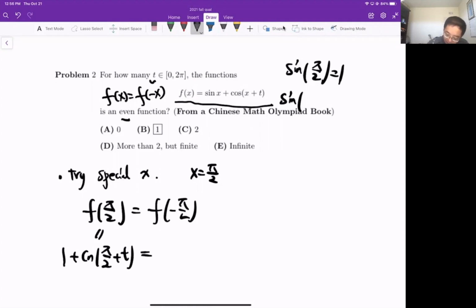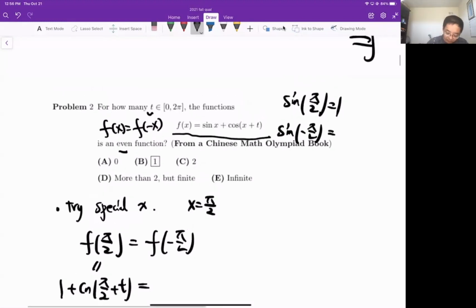sine. Now, what is sin(-π/2)? The sine function is an odd function, right? If we look at the graph of sine, the sine function is an odd function.